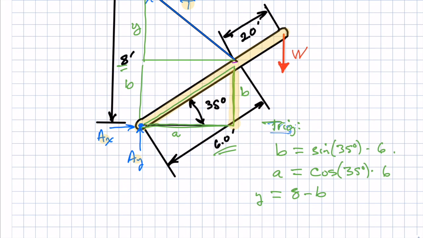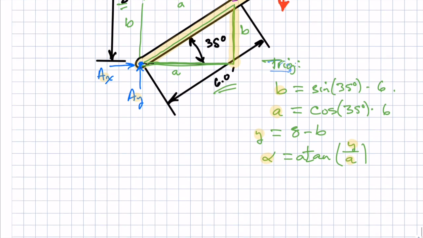Alright, and then I remember my goal was to resolve T into components. So if I knew this angle alpha, and I can find that, alpha is going to be an arctan of Y over A. This length A is the same here. Alright, so at this point I know all these numbers. I can plug those into my computer or my calculator, solve for B, solve for A, solve for Y. Everything's known at this point. I know all the quantities in yellow. Alright, so that lets me move on.